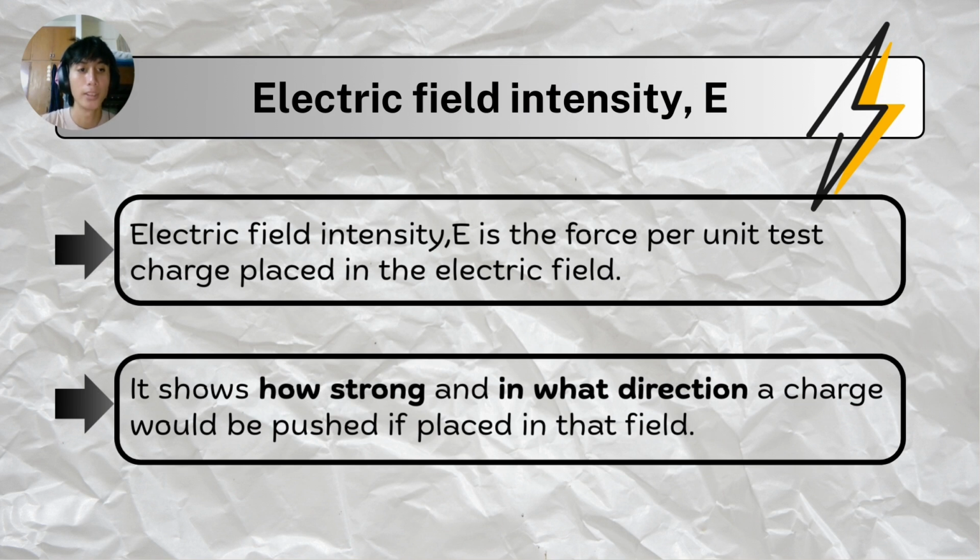Electric field intensity, which is E. Electric field intensity is the force per unit test charge placed in the electric field. It shows how strong, and in what direction, a charge will be pushed if placed in that field.